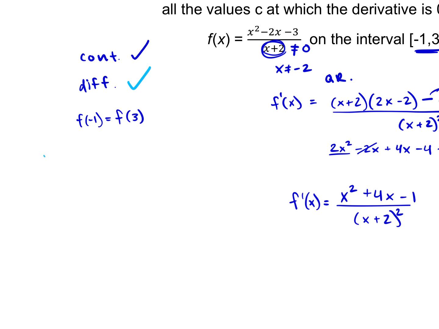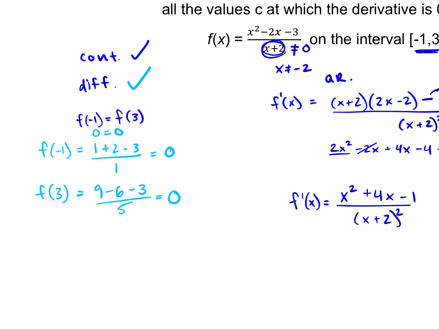So let's plug that in to find out. F of -1. We plug in -1, we get 1 plus 2 minus 3 over 1. So that would be 0 over 1, which is just 0. And then f of 3 would be 9 minus 6 minus 3 over 5. So we get 0 over 5, which is just 0. Does 0 equal 0? Yes. So f of -1 equals f of 3.